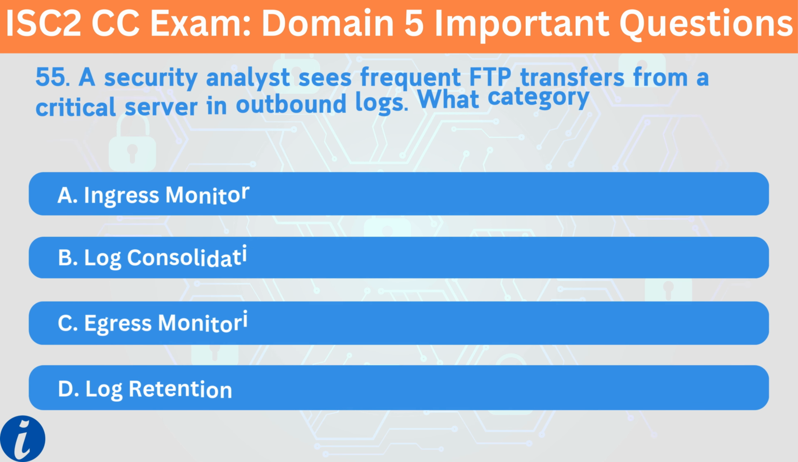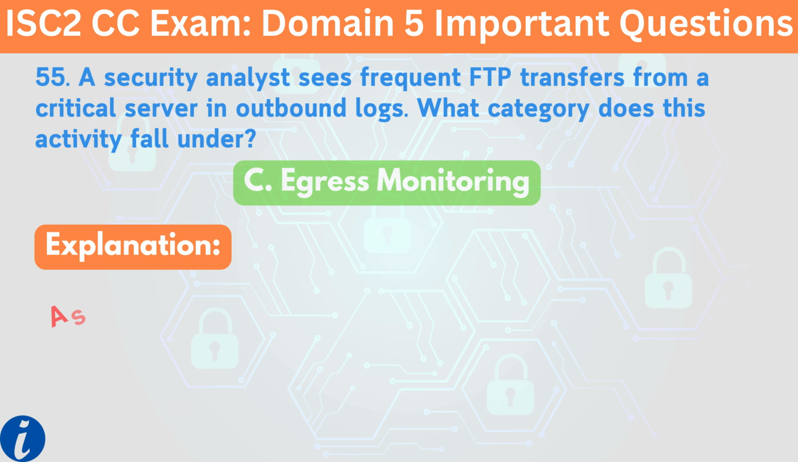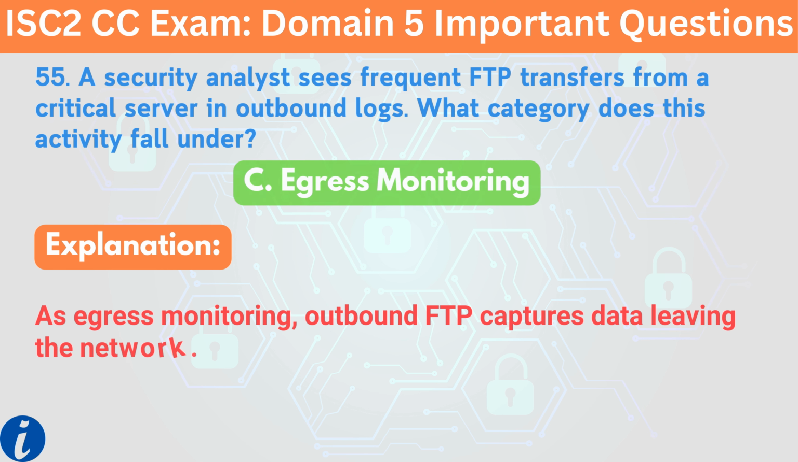55. A security analyst sees frequent FTP transfers from a critical server in outbound logs. What category does this activity fall under? A. Ingress monitoring. B. Log consolidation. C. Egress monitoring. D. Log retention. The correct answer is C. Egress monitoring. Explanation. As egress monitoring, outbound FTP captures data leaving the network.